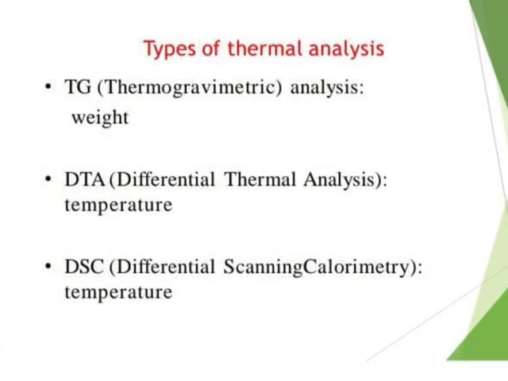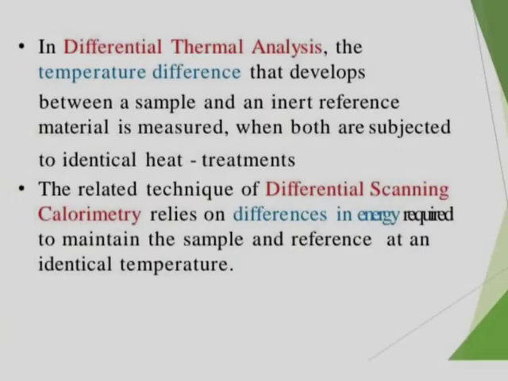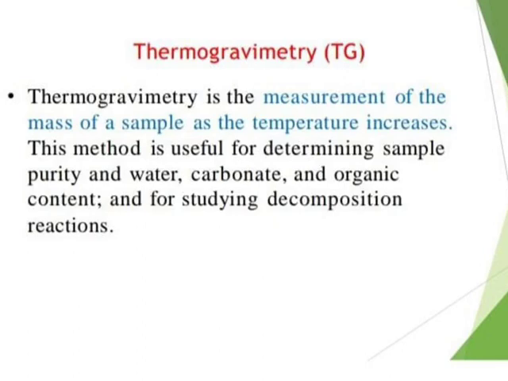Types of thermal analysis: TG, DTA, DSC. In differential thermal analysis, the temperature difference that develops between a sample and an inert reference material is measured when both are subjected to identical heat treatments. The related technique of differential scanning calorimetry relies on the difference in energy required to maintain the sample and reference at an identical temperature. Thermogravimetry. Thermogravimetry is the measure of the mass of the sample as the temperature increases. This method is useful for determining sample purity and water, carbonate and organic content, and for studying decomposition reactions.